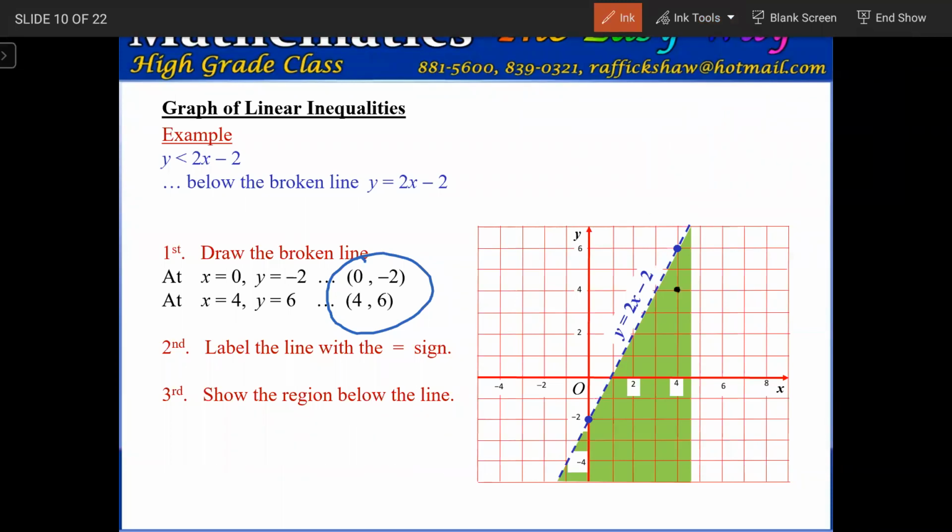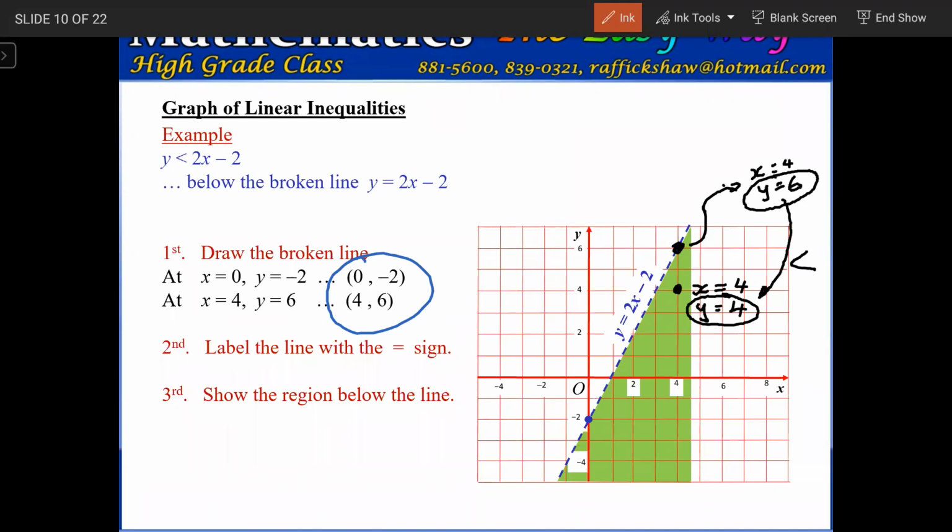Now take a point like right here, in the shaded region. That point is where x equals 4, y equals 4, isn't it? So the y value is 4 at that point, right? Now the point on the graph right here, on the line, is actually y equals 6. So at x equals 4 on the line, y is actually equal to 6. But in the shaded region, the y value is less. On the line, the y value will be 6. In the shaded region, the y value is less than 6.